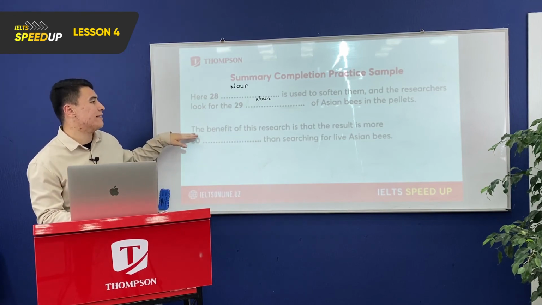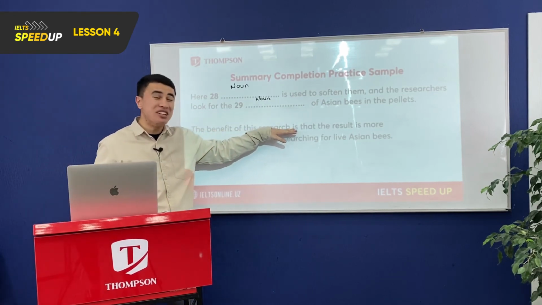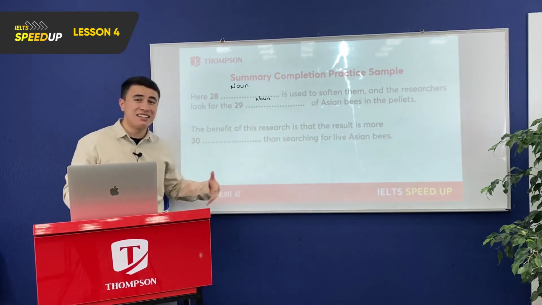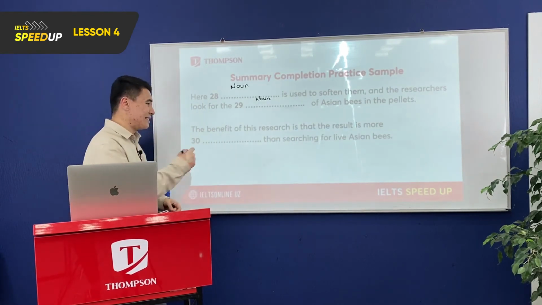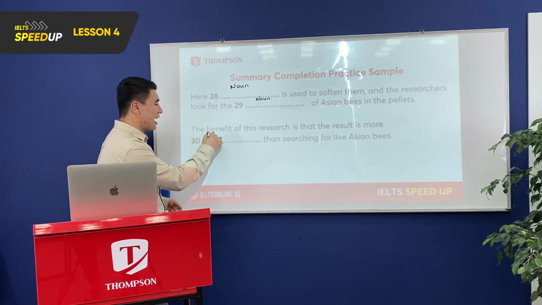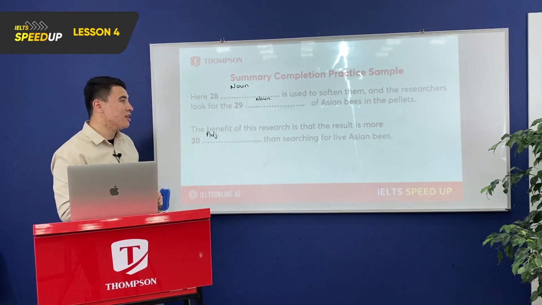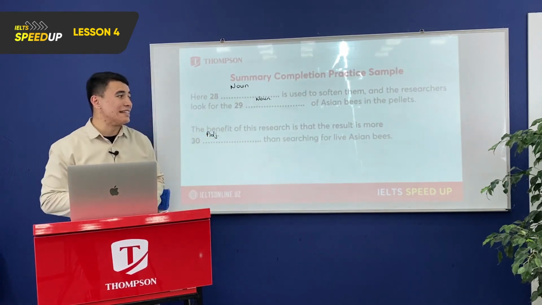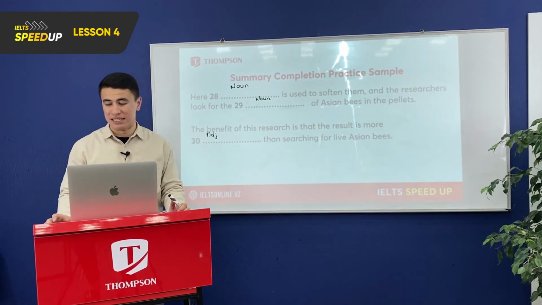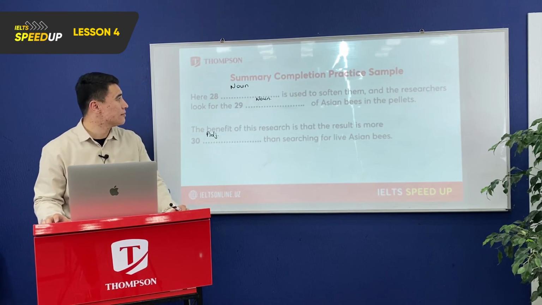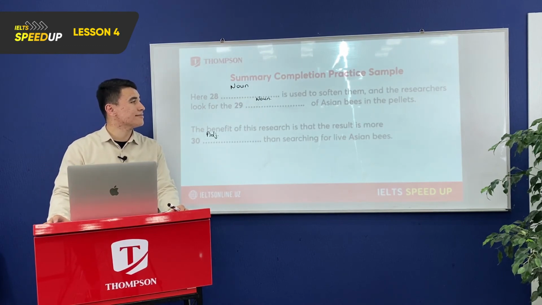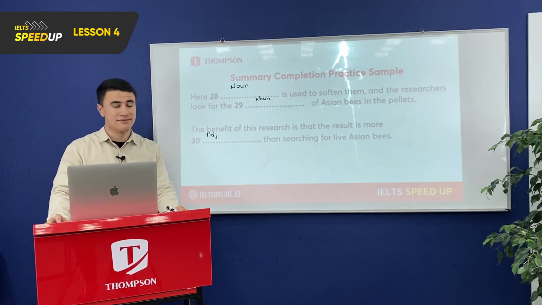And the next one is the benefit of this research is that the result is more something. So here you have to write adjective, okay? Then searching for live Asian bees, okay? Let's listen. Now, how do you do that? The pellets are really hard, especially if they've been out in the sun for a few days. So, first of all, we treat them by adding water to moisten them and make them softer.